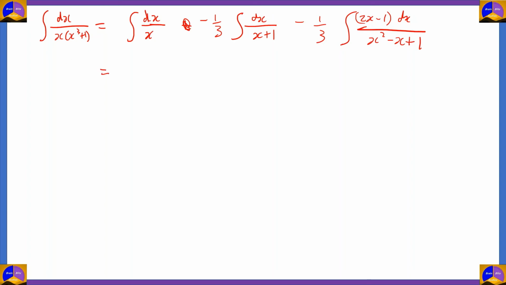So the first part is integral dx by x. So that is integral 1 by x dx. You know the value for that. It is just log x. Minus 1 by 3 times, again, if you try to derive x plus 1, you'll get a 1. So basically, this term will now be minus 1 by 3 times integral of 1 by x plus 1 times dx. Again, it'll be a log. So minus 1 by 3 times log mod x plus 1.